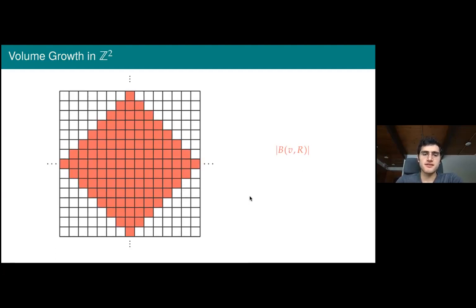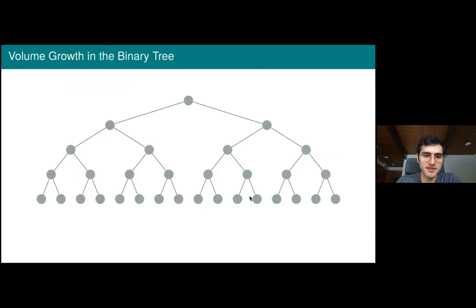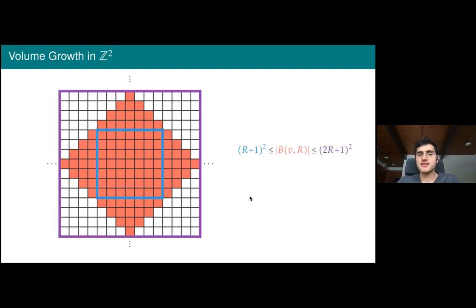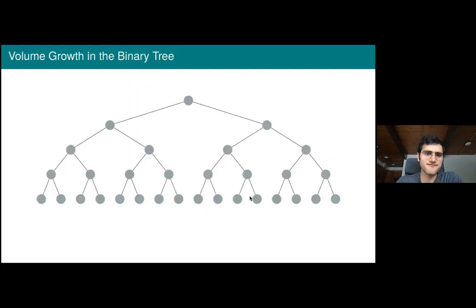Of course you can figure out an exact formula for the size of these balls, but there's also another way to see that these balls grow quadratically: they are contained in a 2R plus 1 by 2R plus 1 grid, and they also contain an R plus 1 by R plus 1 grid. This technique comes in handy later on, though it is of course trivial for this case. The last example is the infinite binary tree, which has exponential volume growth.